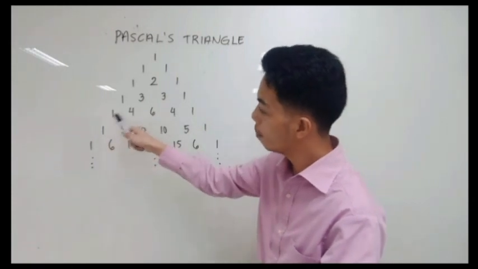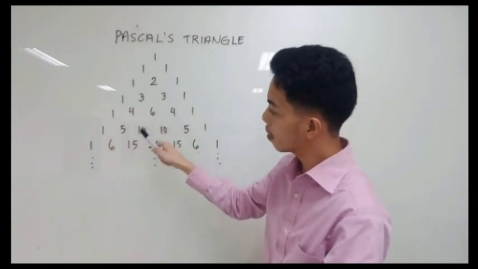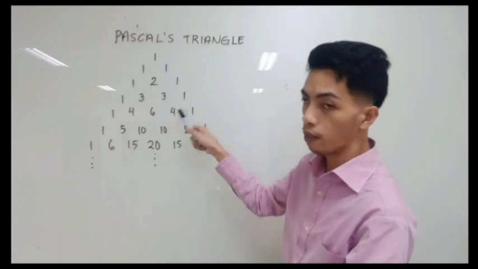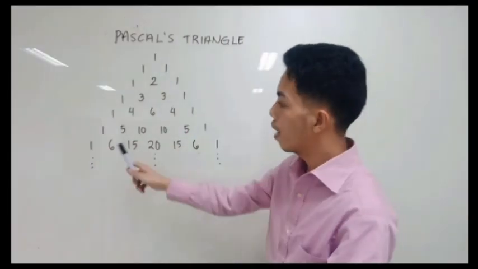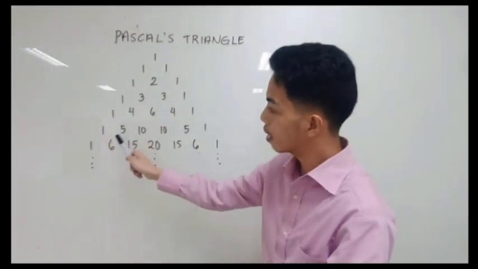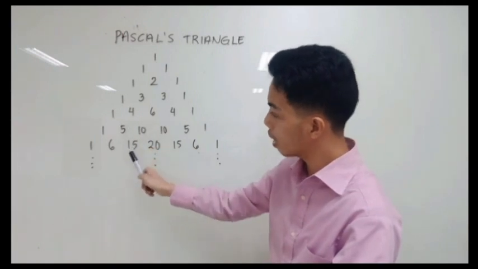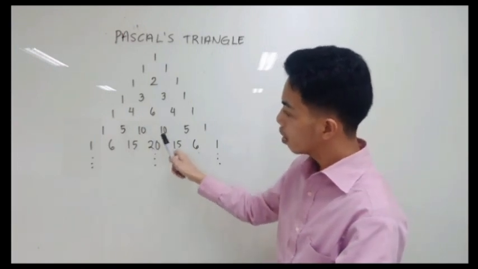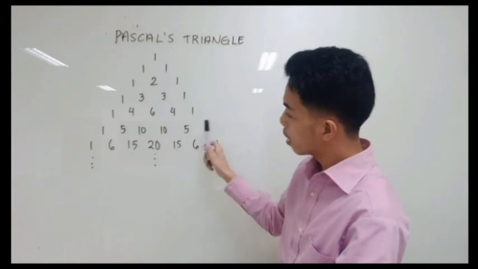And then you have 1 plus 4, 5. 4 plus 6 is 10. 6 plus 4 is 10. And 4 plus 1 is 5. You have 1 plus 5 is 6. 10 plus 5, 5 plus 10 is 15. 10 plus 10 is 20. 10 plus 5 is 15. 5 plus 1 is 6.